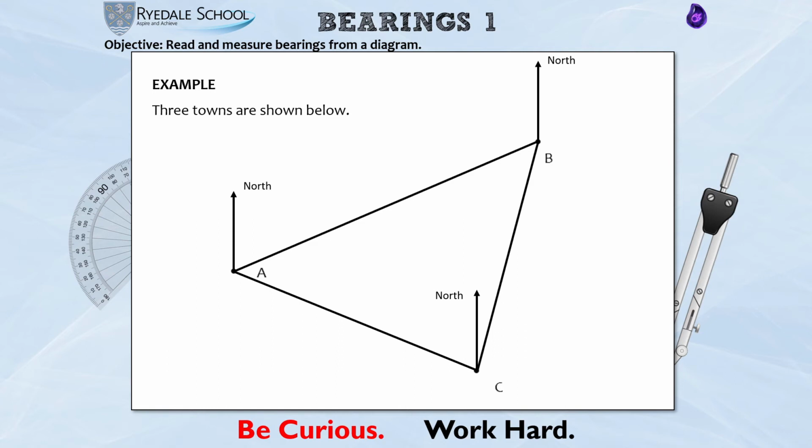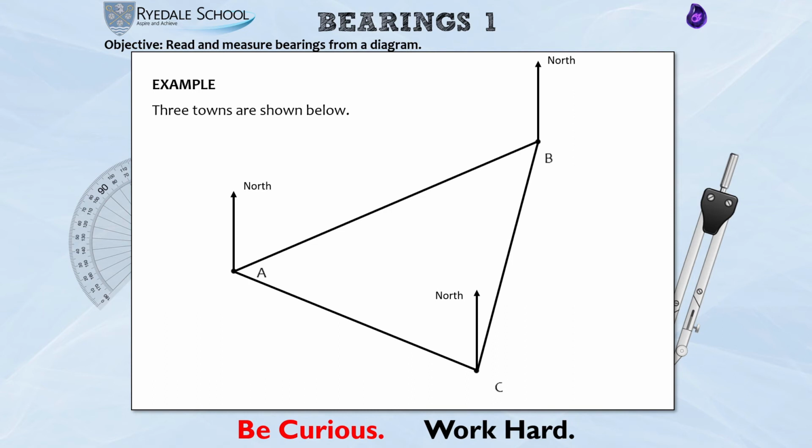The first bearing that we're going to try and work out is the bearing of B from A. There's two different terminologies that you might hear. You might hear B from A, or you might hear A to B. B from A and A to B are describing the same thing. You are taking a trip from A and you are going to B. So B from A means you are starting at A, and A to B means you're starting at A.